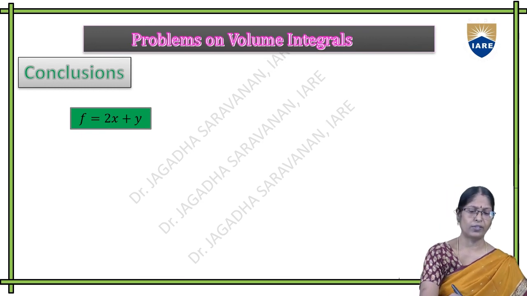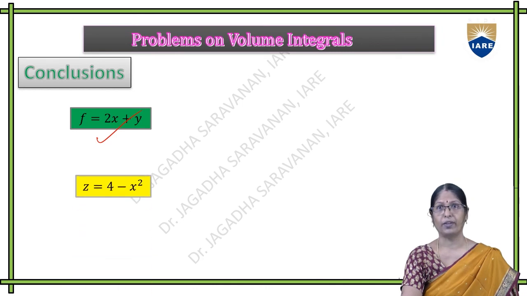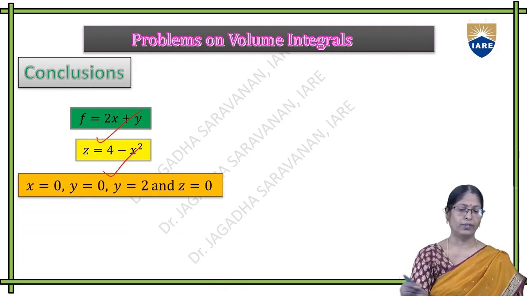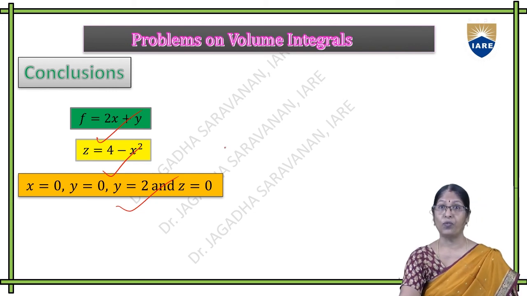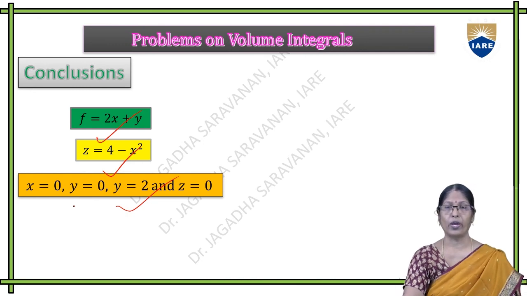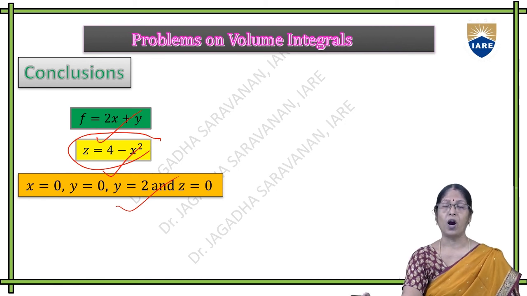First we have taken a function f equal to 2x plus y, and z equal to 4 minus x square, that is the surface condition which is given, and this is the bounded region to frame our cylinder. That is x equal to 0, y equal to 0, y equal to 2 and z equal to 0. One important point to be noted: our surface lies in the xz plane, so we have to take care of the naming of the dimensions.